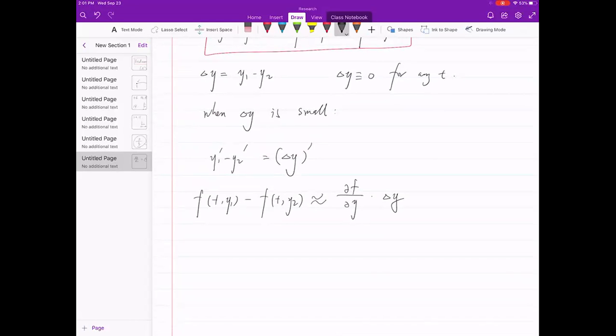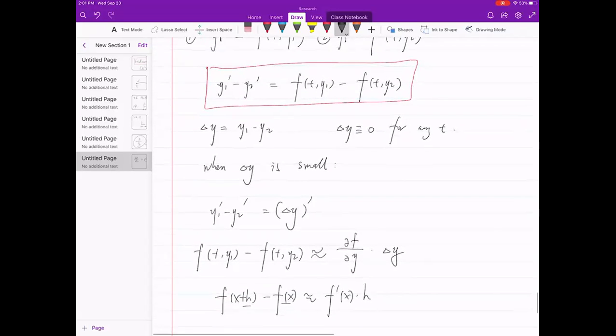It's almost the same as saying f of x plus h minus f of x is almost like f prime times h. This only works when y1 and y2 are extremely close to each other. It's a linearization, basically.